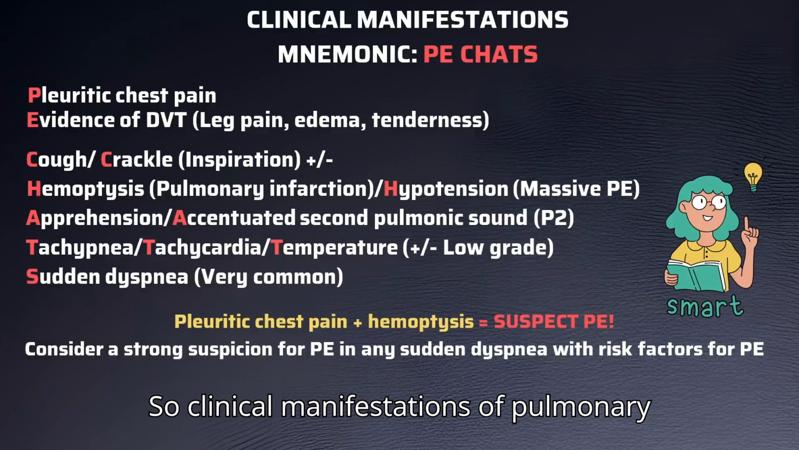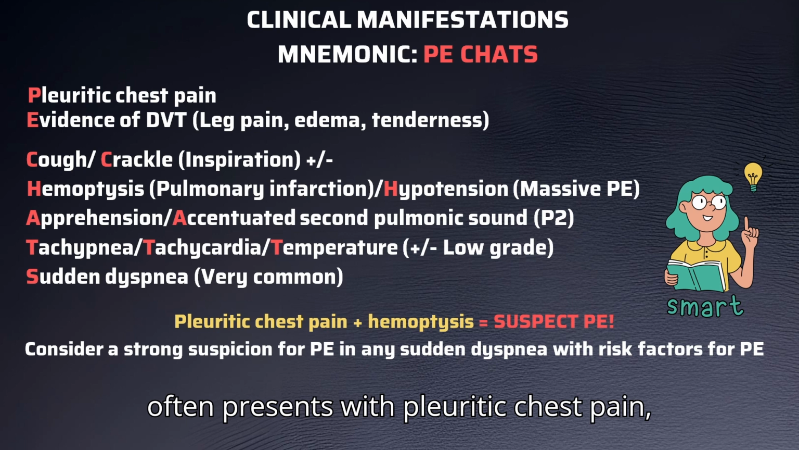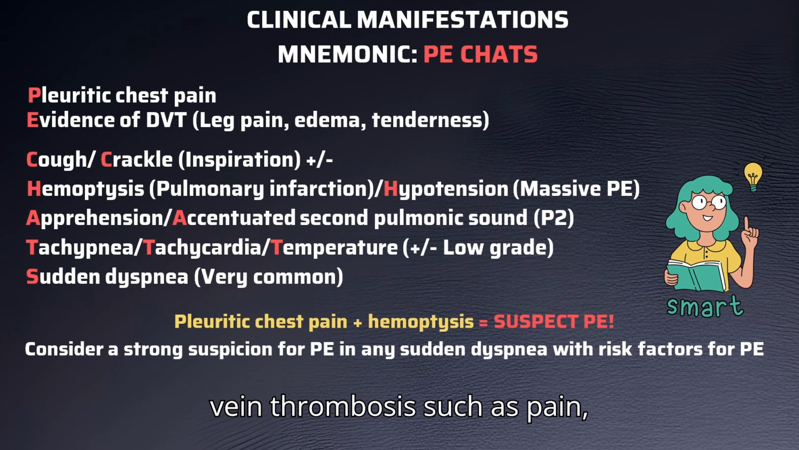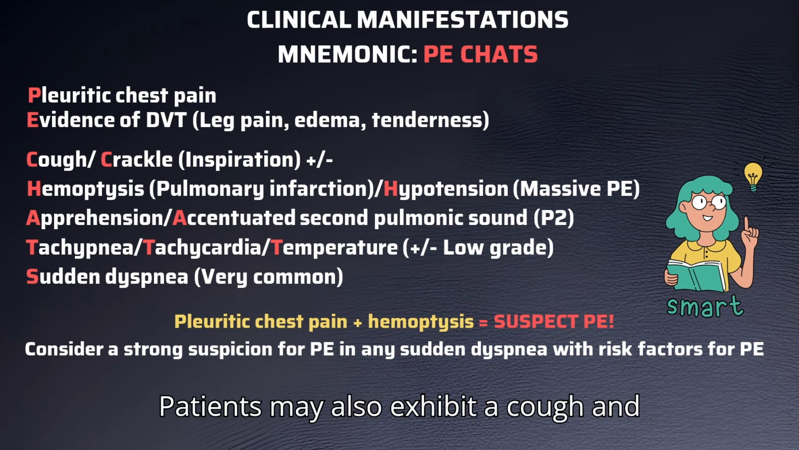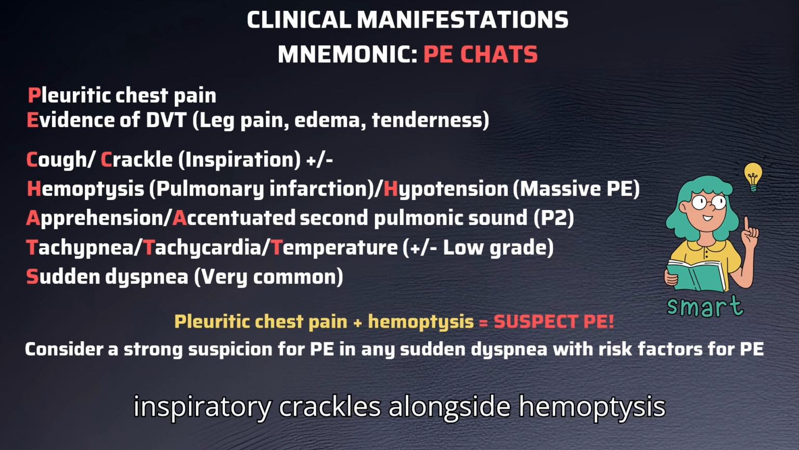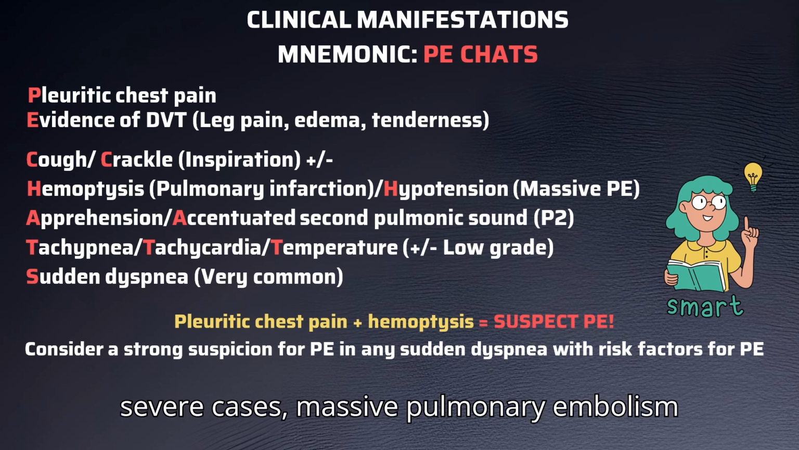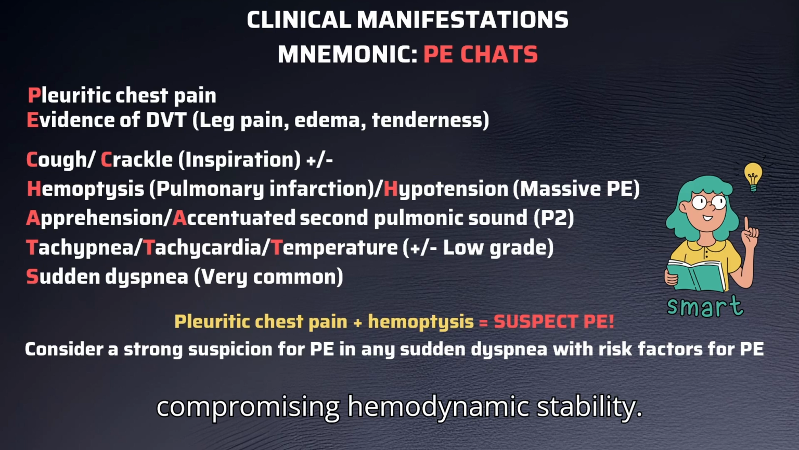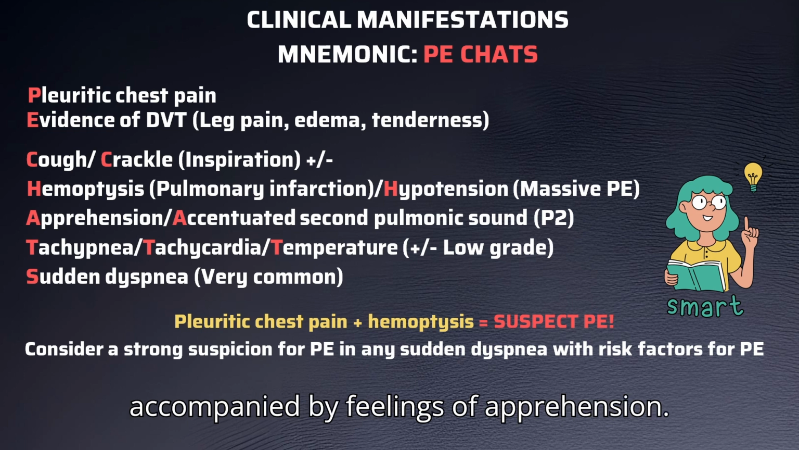So clinical manifestations of pulmonary embolism can indeed lack specificity and often present with pleuritic chest pain, which may be accompanied by signs of deep vein thrombosis such as pain, tenderness, and edema in the extremity. Patients may also exhibit a cough and inspiratory crackles alongside hemoptysis due to pulmonary infarction. In more severe cases, massive pulmonary embolism can lead to systemic hypotension, compromising hemodynamic stability. Sudden dyspnea is common and may be accompanied by feelings of apprehension.